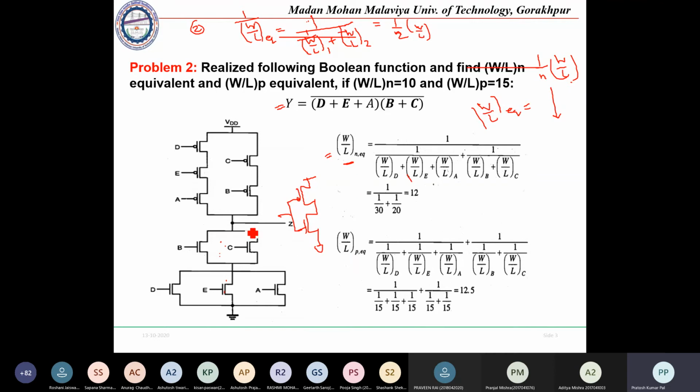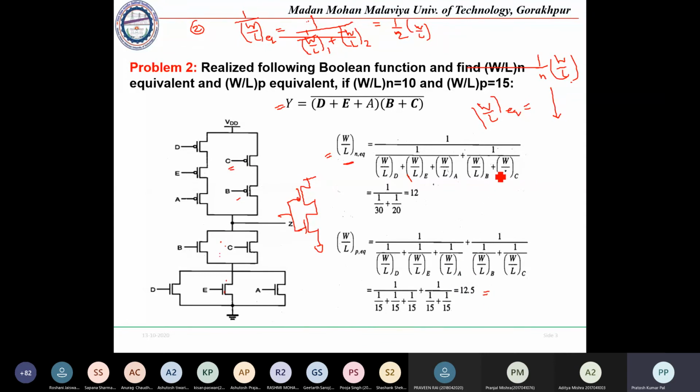Similarly, in case of p logic, here these two are in series and these three are in series, but overall they are in parallel. So finally this combination is in the parallel form, so this parallel form will be added. The first one will be calculated as 1 upon W by L ratio of D, E, and A, plus 1 upon that of B and C. B and C will be calculated, and after the calculation we will be getting this.